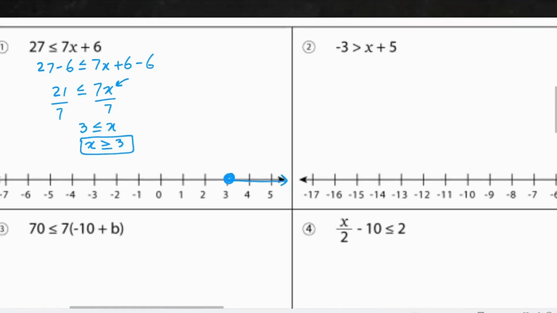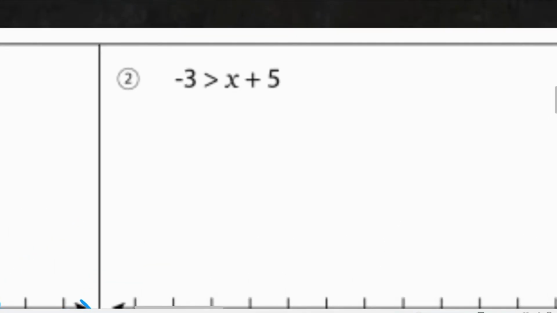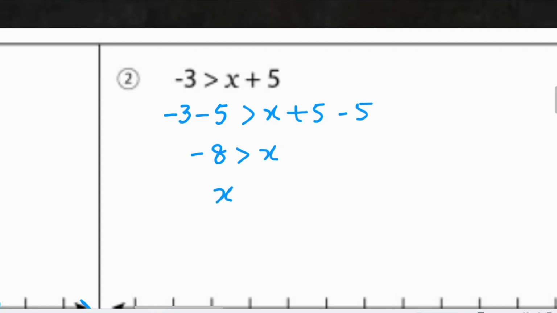Alright, let's move towards the second question that we have. For this one, I have x plus 5, and minus 3 is greater than x plus 5, right? So for this one, what is the first thing that we will do? We will subtract 5 on both sides. So it will get me plus 5 minus 5, right? So now minus 8 is greater than x. And if I rearrange it, it can be represented as x is less than minus 8, right?